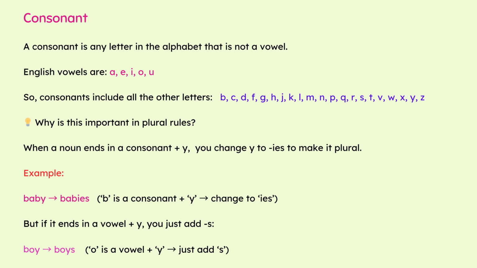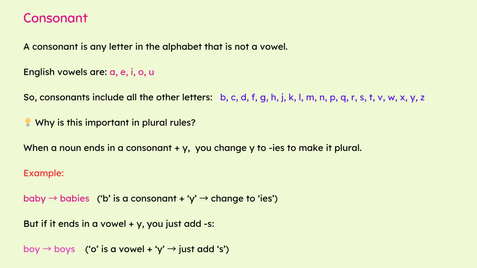Let's understand what a consonant is. A consonant is any letter in the alphabet that is not a vowel. Vowels are a, e, i, o, u. All the other letters like b, c, d, f, g, and so on are called consonants. Now, why does this matter in plural rules? If a noun ends with a consonant followed by y, we change the y to ies to make it plural. For example, baby becomes babies because b is a consonant.